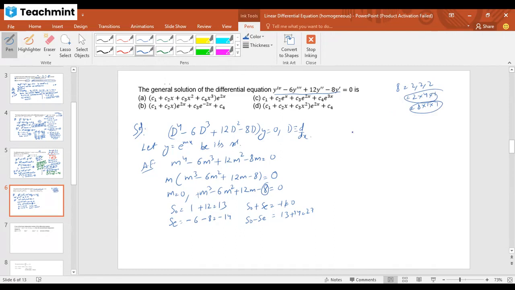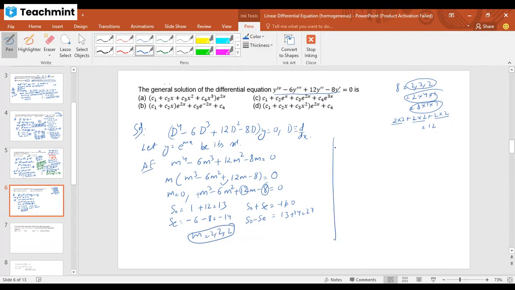2 into 2 into 2 is 8, and if we take their sum it is 6, the sum of the roots is 6, satisfied. And 2 into 2 plus 2 into 2 plus 2 into 2: 2 into 2 is 4, 4 plus 4 plus 4 is 12, yes it is 12. So the sum of roots taken 2 at a time is 12. So it means that the roots of the auxiliary equation are 2, 2 and 2. One of the roots is 0, the other three roots are the same.